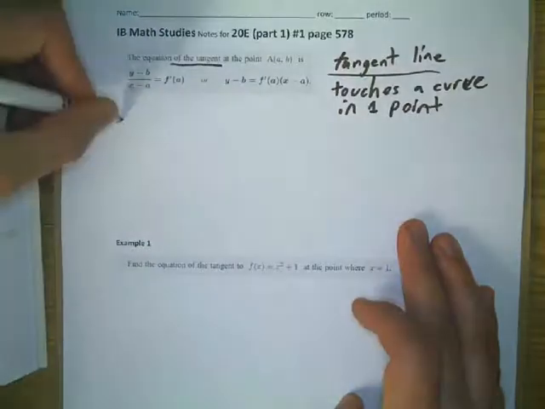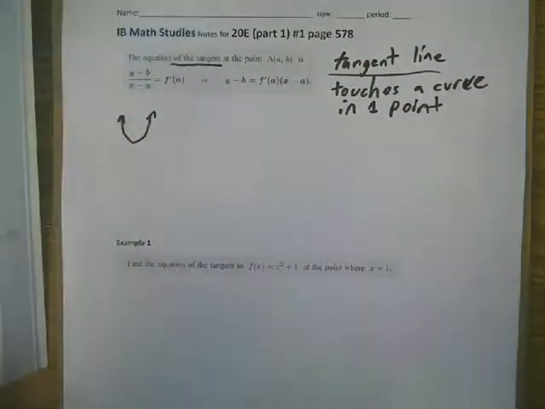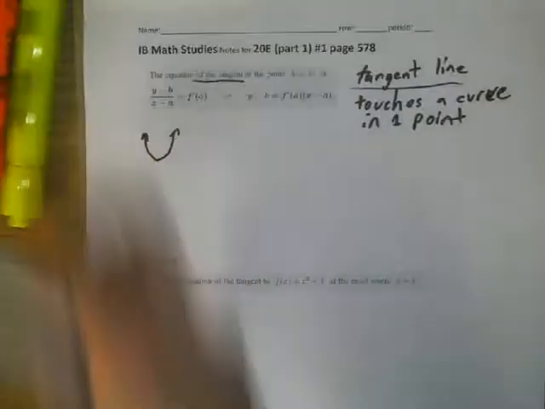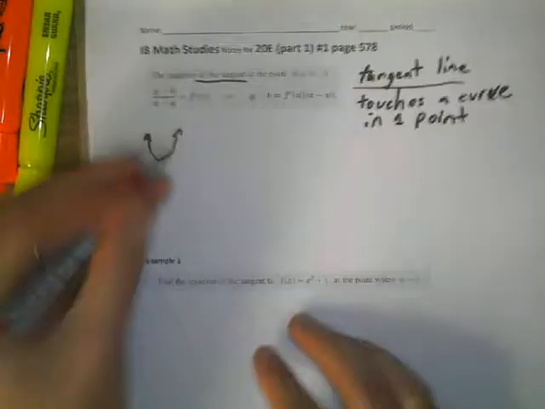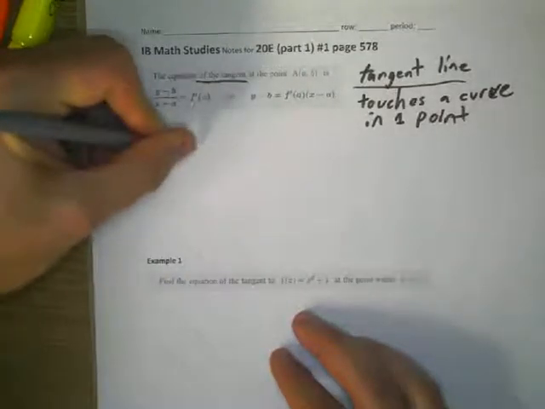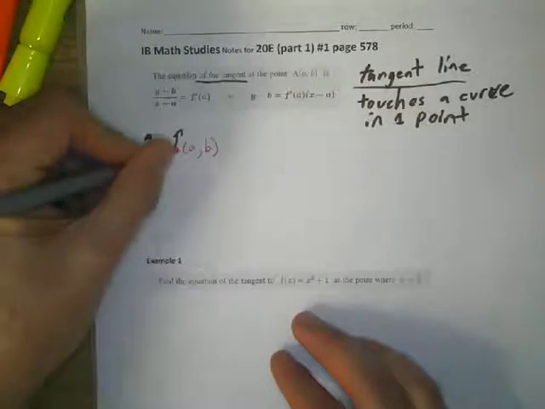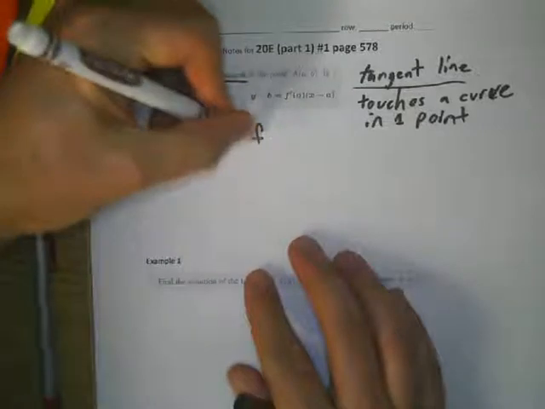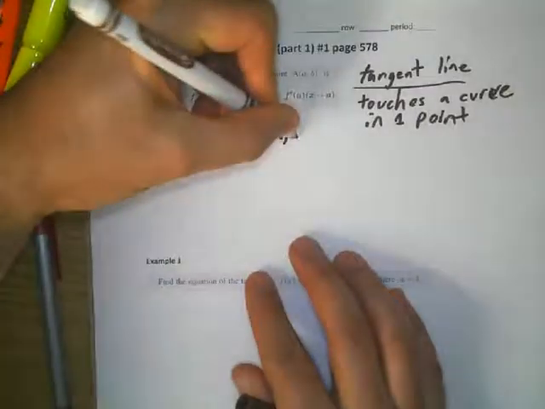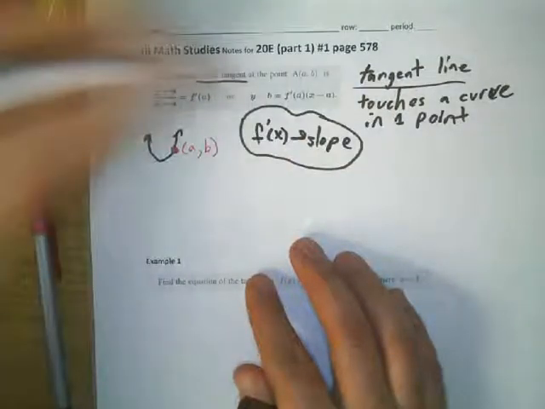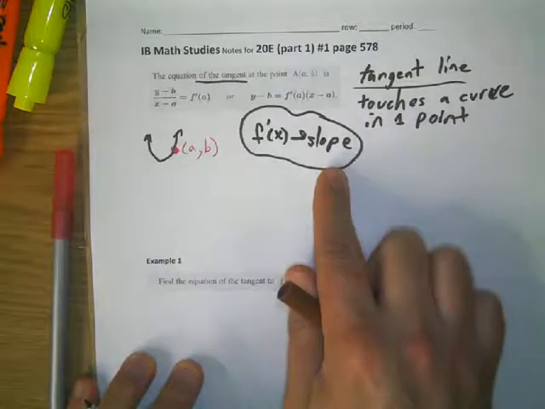Okay, so let's pretend I've got a curve, right? And my tangent point is right here. I'm going to call this lowercase a, lowercase b. This is a point, okay? And you know that the derivative gives you the slope, right? So if I've got a point and I've got a slope, we can get an equation of the line.